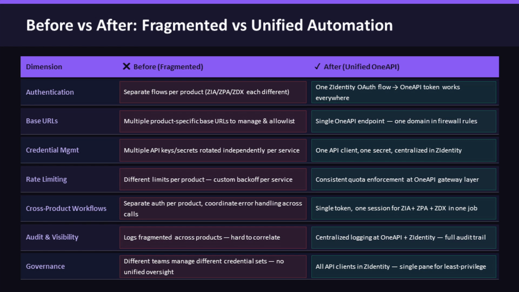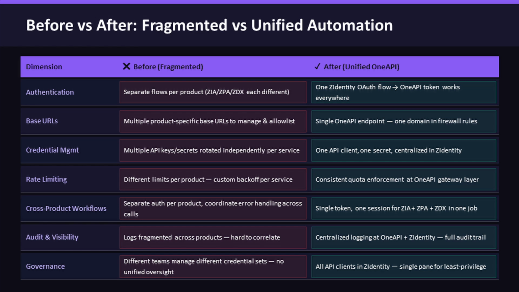Rate limiting. Before, each product implemented its own rate limits with different backoff strategies, making bulk operations unpredictable. After, consistent quota enforcement at the one API gateway layer with predictable behavior. Cross-product workflows. Before, separate authentication to each product meant coordinating auth and error handling across multiple independent calls, brittle and complex. After, a single token and session can execute ZIA, ZPA, and ZDX operations in one coherent automation job.